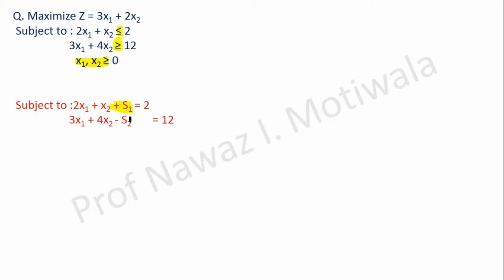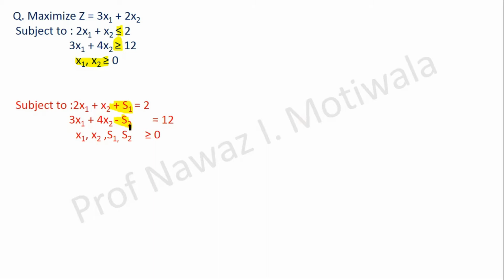So you can see here I have done 3x1 + 4x2 - s2, because there was a greater than or equal to sign, we have to subtract some variable such that it becomes equal to the right hand side. And now I will write x1, x2, s1, s2 ≥ 0.